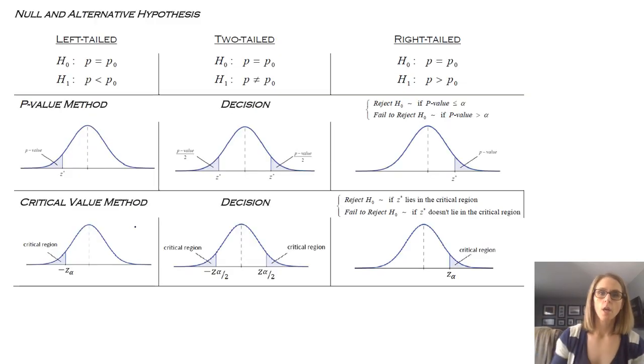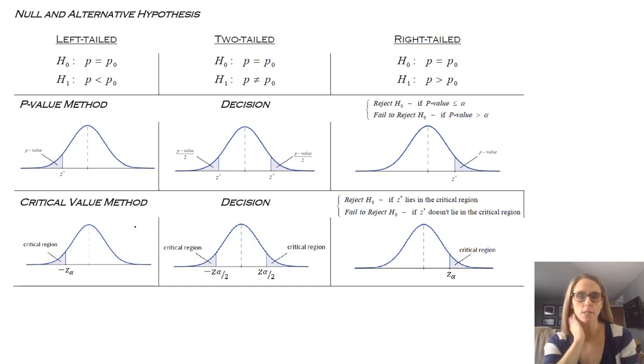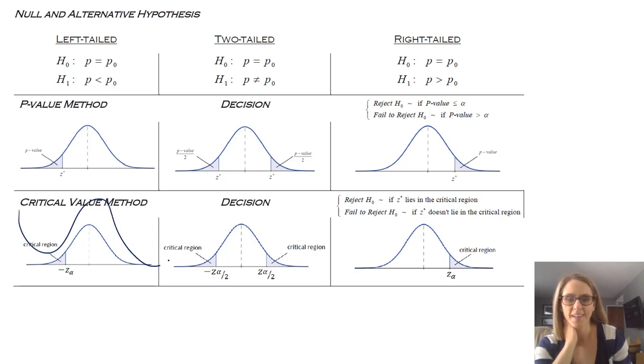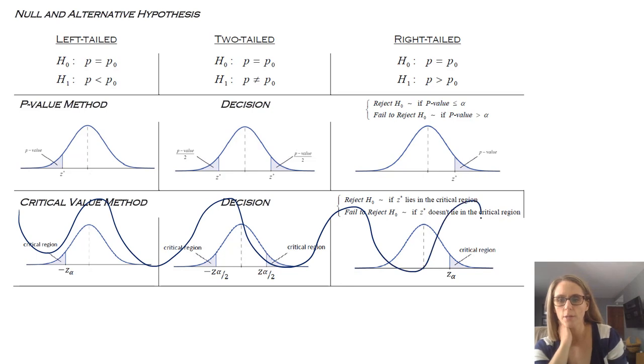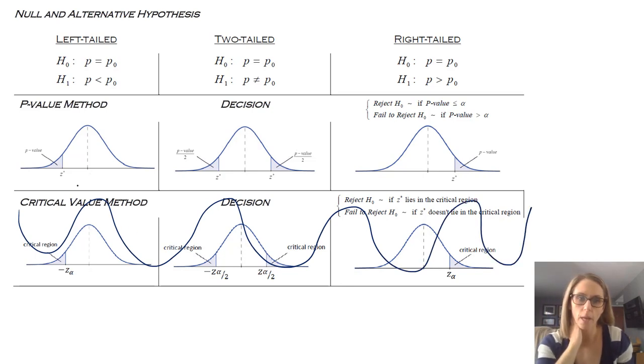Okay. We saw this in section 8.1. Notice we have the idea of left-tailed, two-tailed, or right-tailed tests. I'm just going to go like this, just to let you know that we do not use the critical value method. My class does not. I will be focusing on the p-value method.